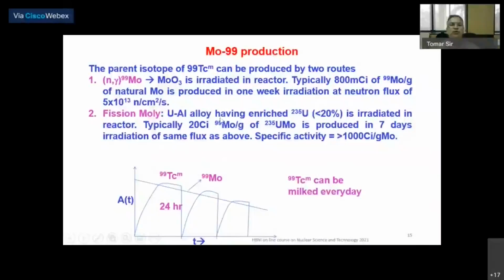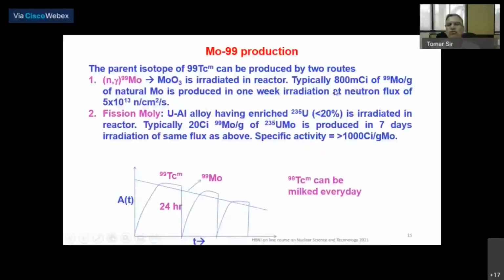Molybdenum 99 is produced by two routes. One of them is the (n,gamma) reaction on molybdenum 98. We irradiate molybdenum oxide in the reactor. If you irradiate 1 gram of molybdenum, then you get 800 millicurie. So per gram of natural molybdenum, you get 800 millicurie. You irradiate for 1 week at a neutron flux of 5×10^13 neutrons per centimeter square per second.